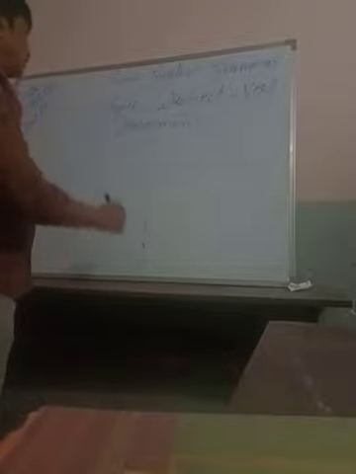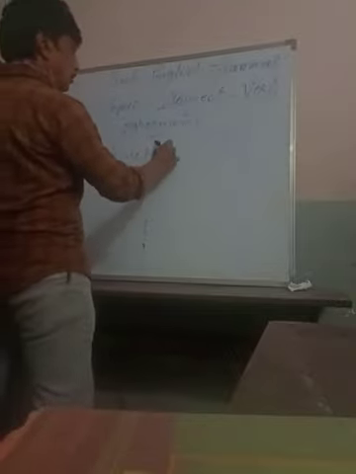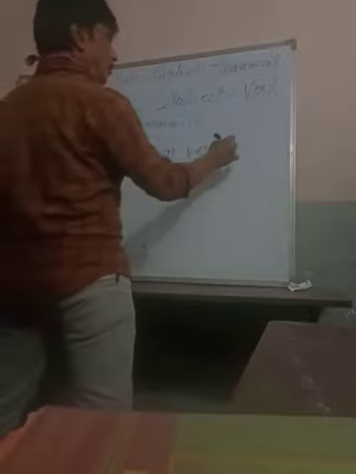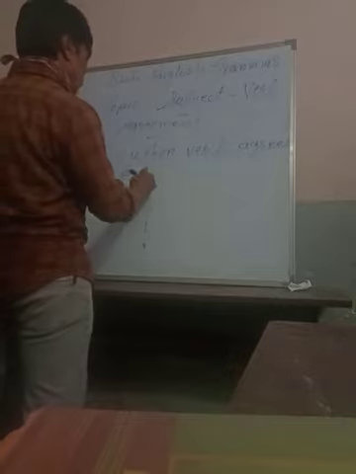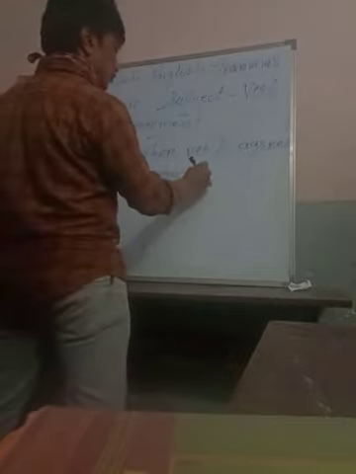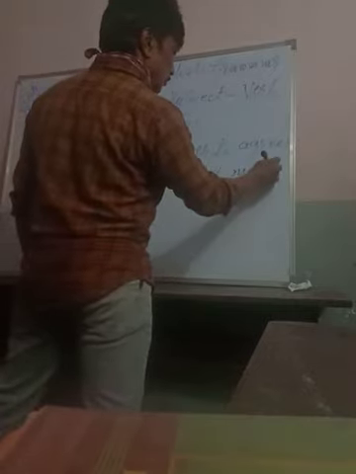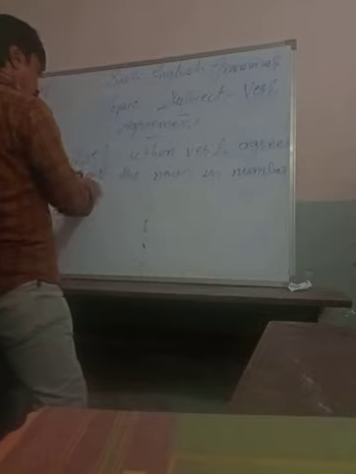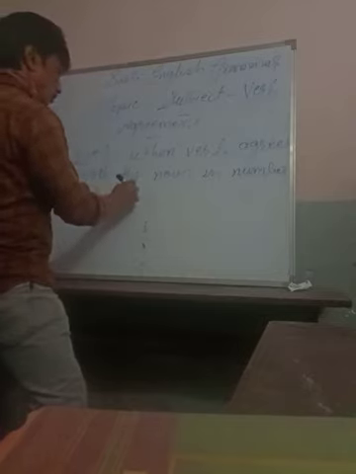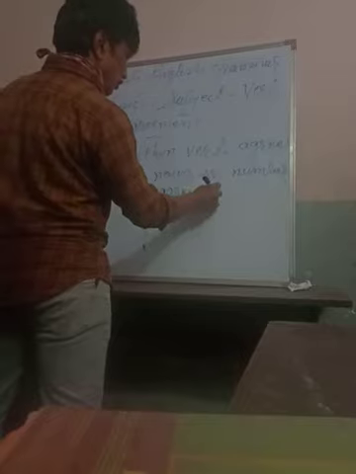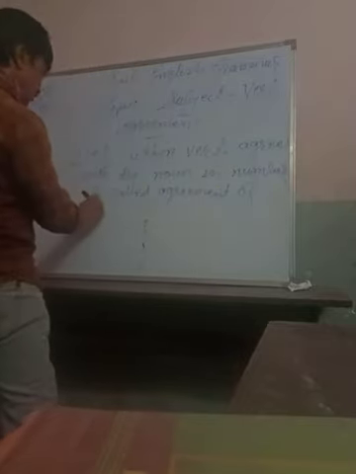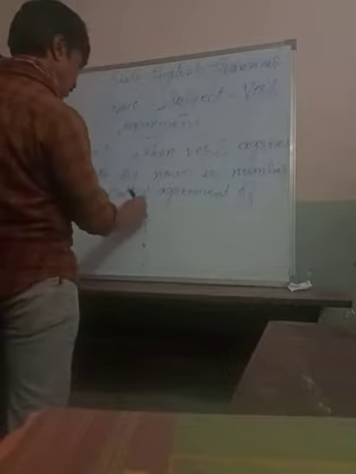Actually, in definition we can say that when the verb agrees with the noun in number, it is called agreement of verb with noun.